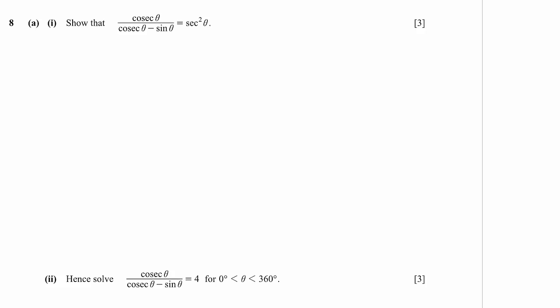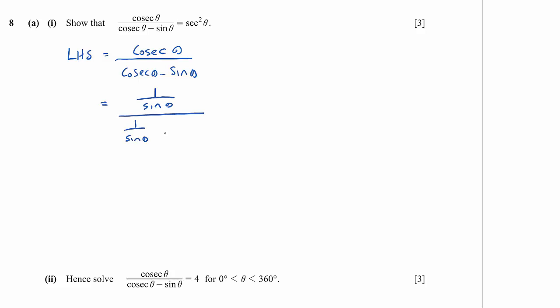We want to show that cosec theta over cosec theta minus sine theta is equal to sec squared theta. So I'm going to start with the left-hand side here, and that's cosec theta over cosec theta minus sine theta. And what I'm going to do is have a quick look at what these things are. So cosec is 1 over sine, so 1 over sine theta minus sine theta on the bottom.